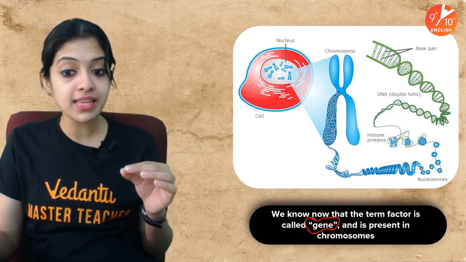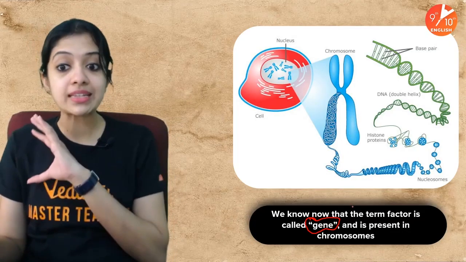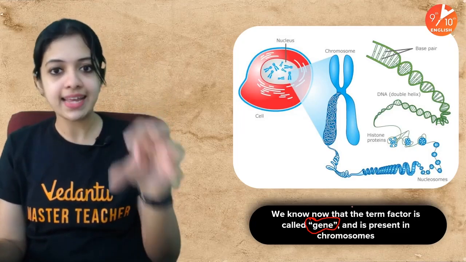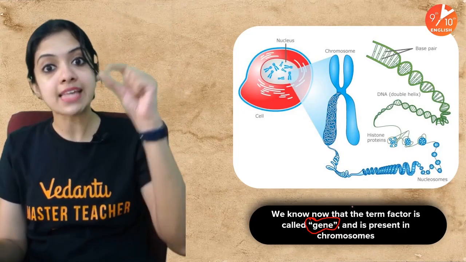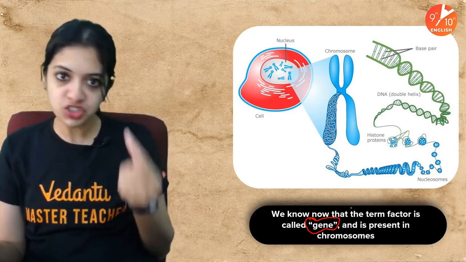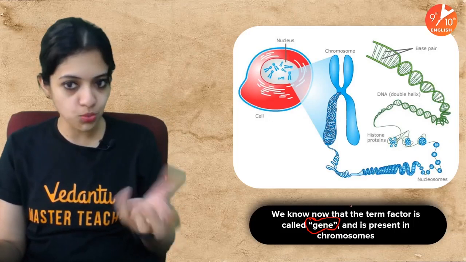And where do you find these genes? They are present in chromosomes. In your chapter 1 also, we have seen this well in detail. Inside the cell, inside the nucleus, inside the chromosomes, there is DNA biochemically. Segments of DNA are what we call genes. So you say that genes are present on chromosomes, right?